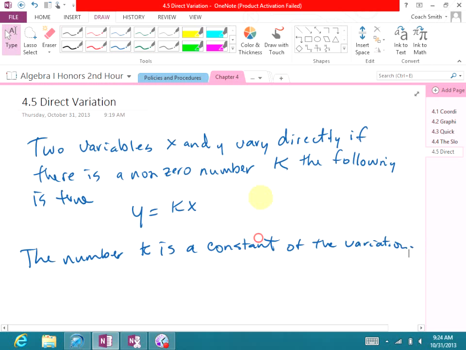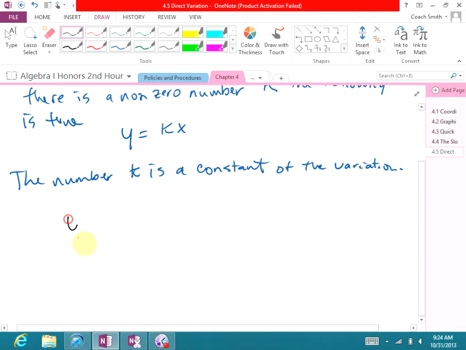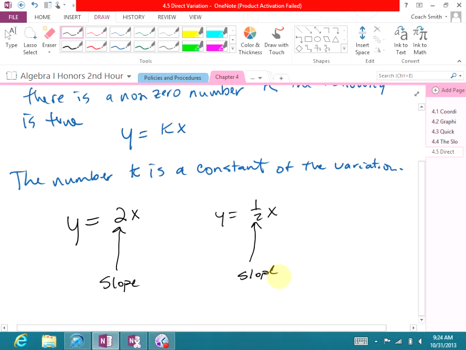And basically what they're saying is this. If you have y equals 2x, or y equals 1/2x, the constant right there is the slope. So the slope of y equals 2x is 2. The slope of y equals 1/2x is 1/2. If it was negative 1/2, then the slope would be negative 1/2. Whatever number the constant is, in correlation, that is the slope.